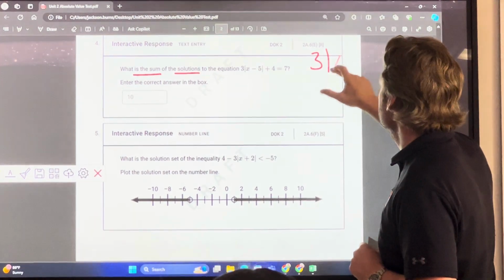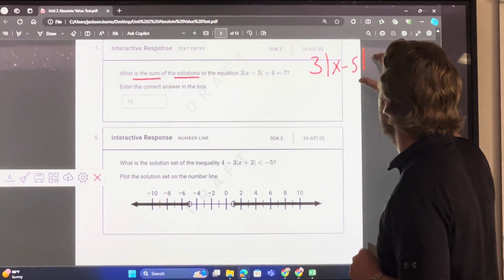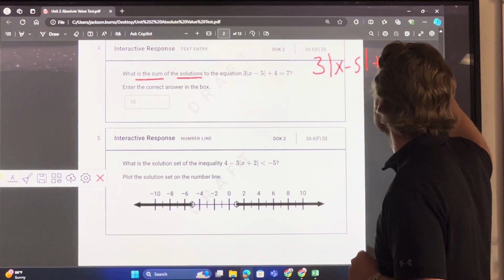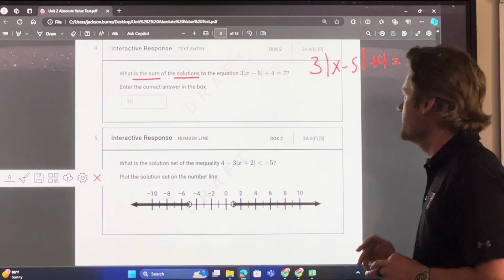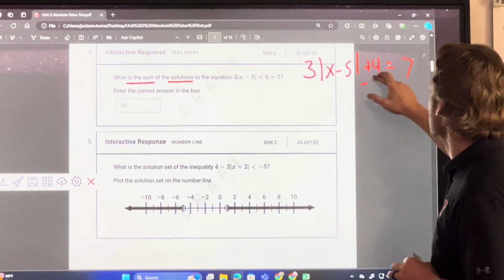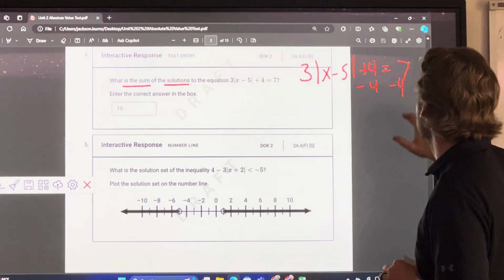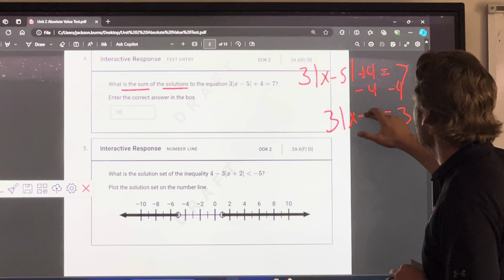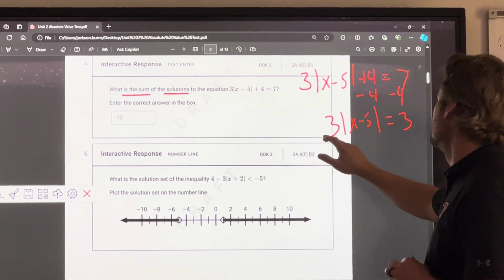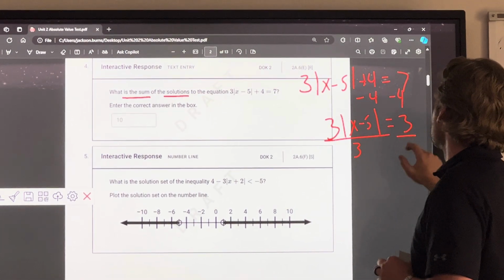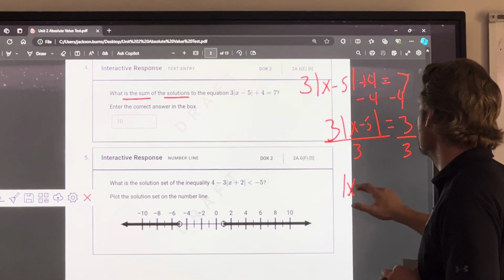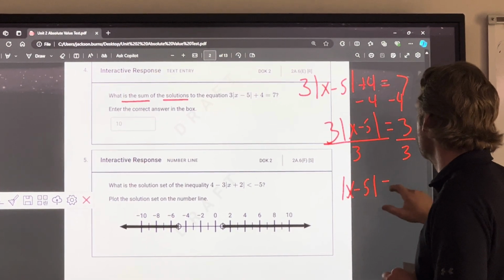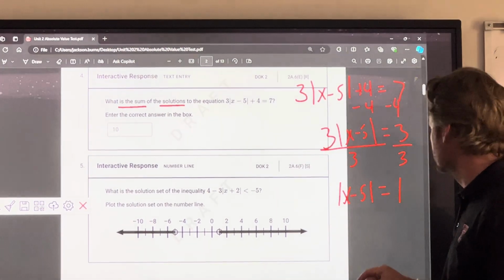So I get 3x minus 5 plus 4 equals 7. You gotta isolate your absolute value. So minus 4 from each side. So I get 3 equals 3 times the absolute value of x minus 5. Keep isolating, divide by 3. So your absolute value of x minus 5 is going to equal 1.